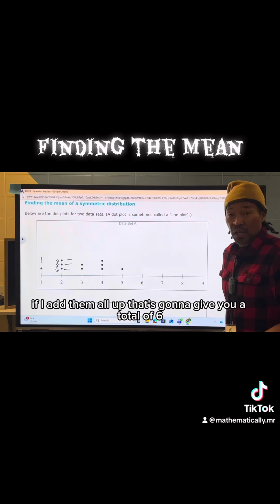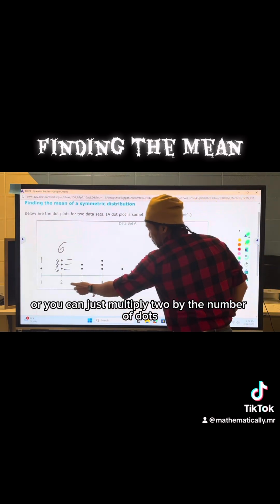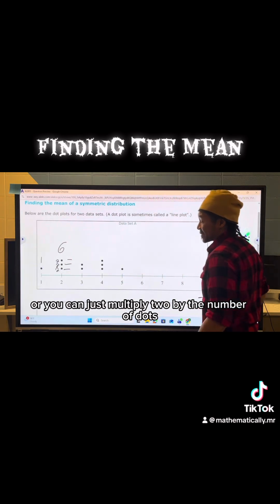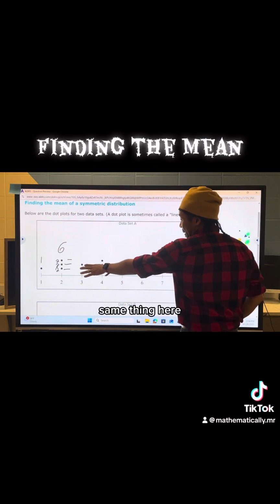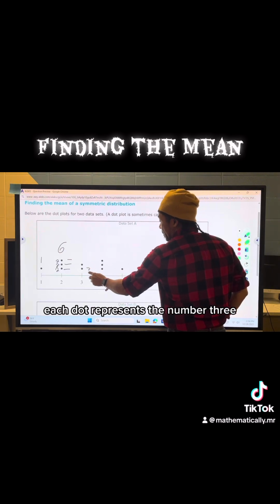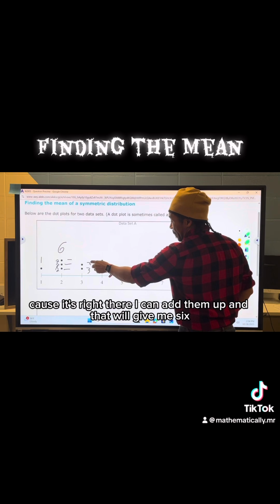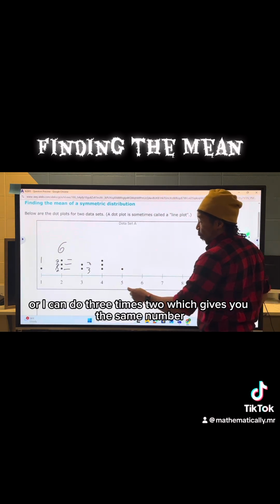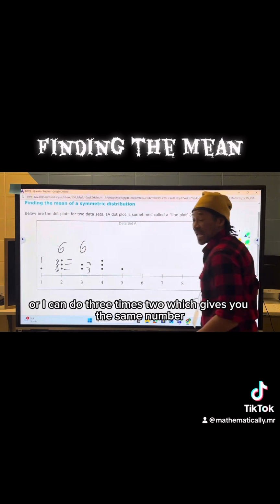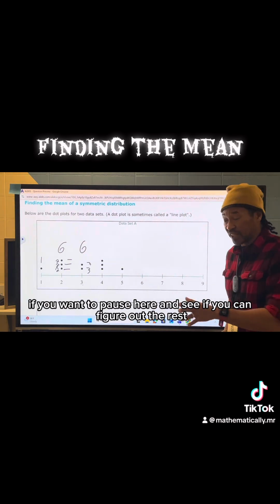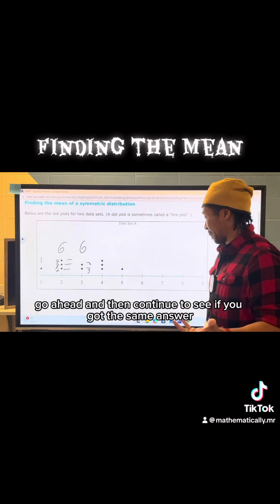If I add them all up, that's going to give you a total of 6. Or you can just multiply 2 by the number of dots. We have 3 dots, so 2 times 3 equals 6. Same thing here. Each dot represents the number 3 because it's right there. I can add them up and that will give me 6. Or I can do 3 times 2, which gives you the same number. If you want to pause here and see if you can figure out the rest, go ahead, and then continue to see if you got the same answer.